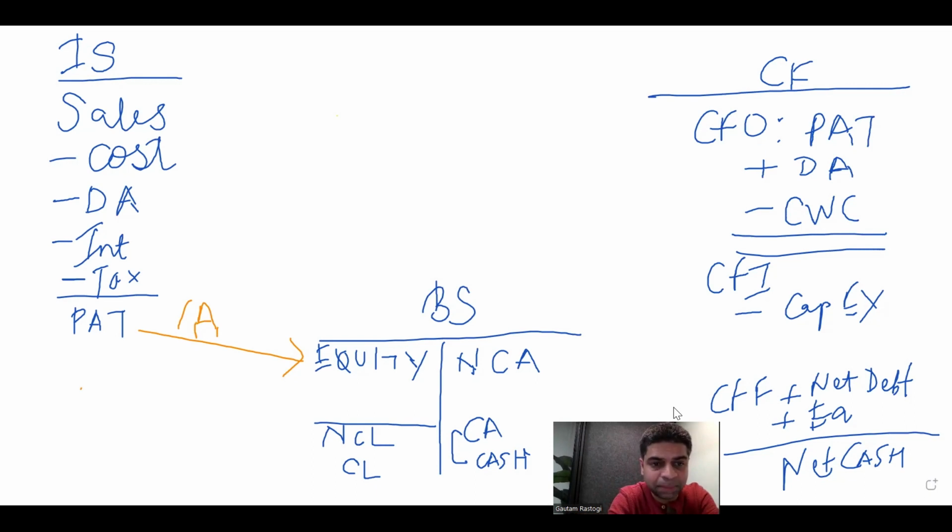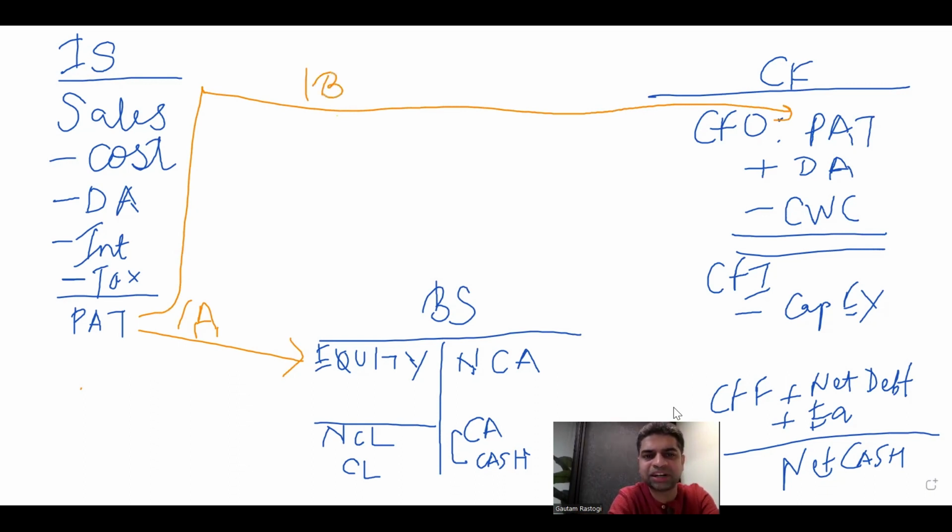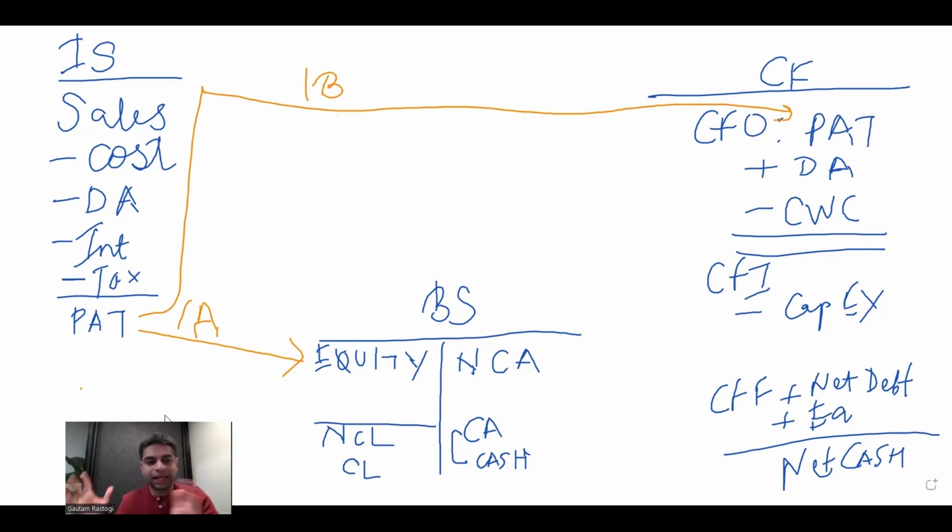And then this PAT also gets added to your cash flow from operations. Let's call it 1B. I'm labeling the transactions so that you can track them as we go along. And then the other broad link is the net cash that you get from your cash flow statement. This net cash gets added to the cash portion on the asset side of your balance sheet. Let's call it transaction 2. This would eventually happen towards the end.